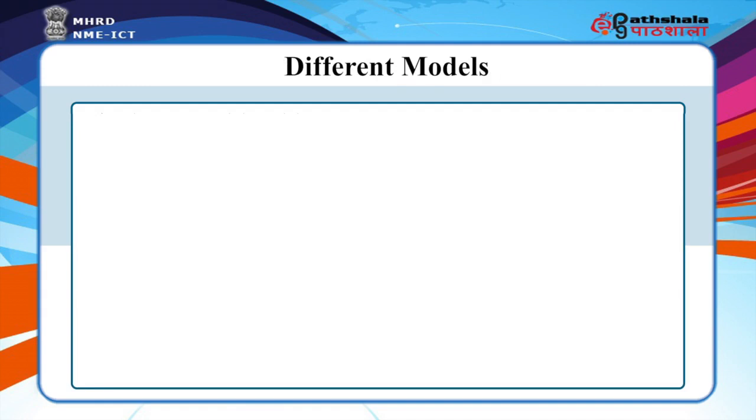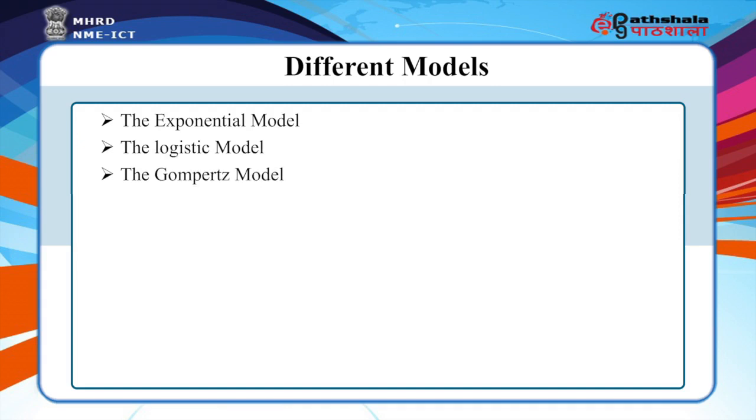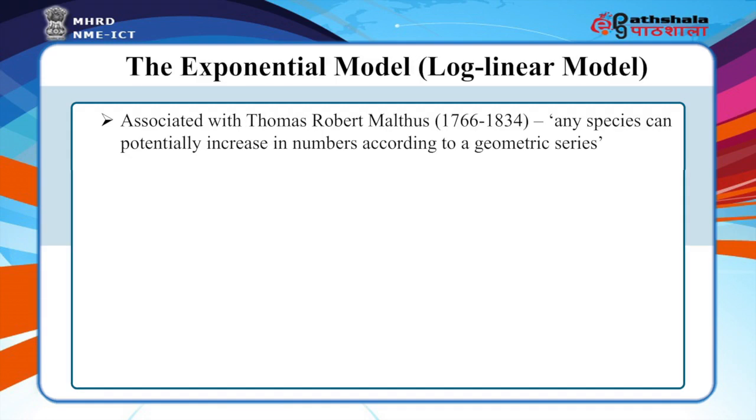Statisticians have identified several models to explain the growth phenomena. Five well-known models are the exponential model, the logistic model, the Gompertz model, the power model, Ware's model. Depending on certain situations or the assumptions, we may have to choose a model to explain the data that we have. According to Thomas Robert Malthus, any species can potentially increase in numbers according to a geometric series.